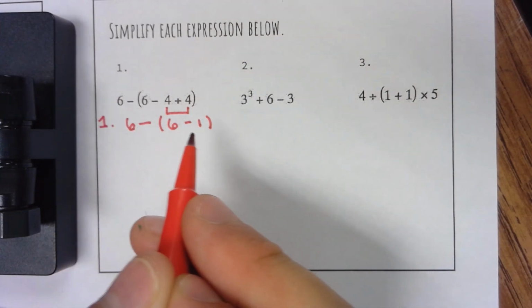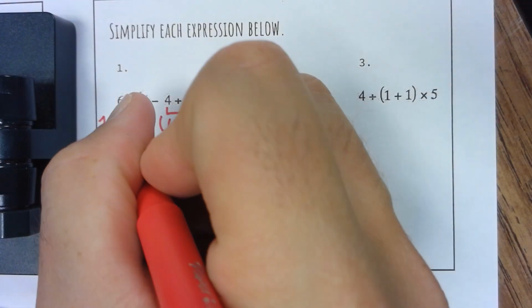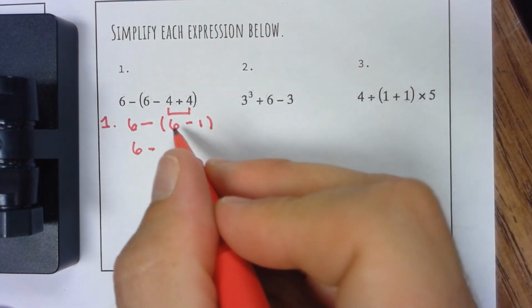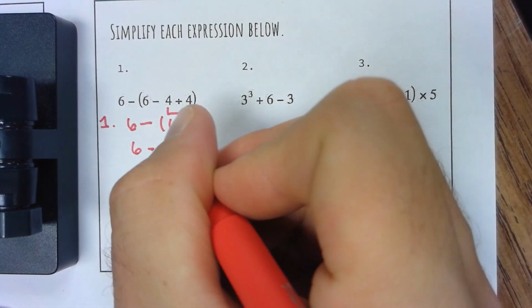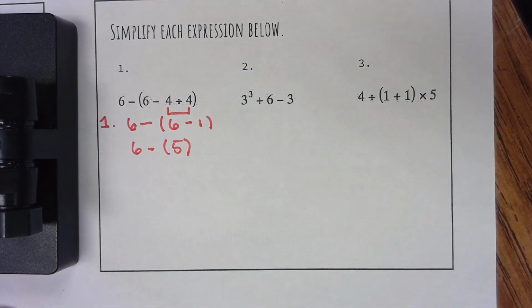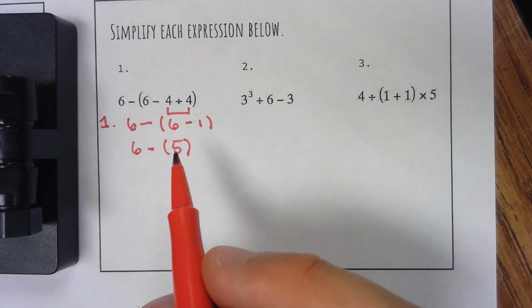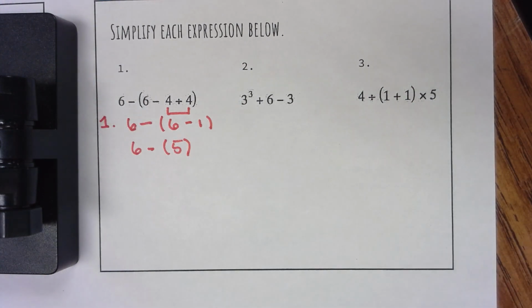We still have our grouping symbols, so this is still our first step, or our first operation. 6 minus 1 is 5. As soon as we have simplified, meaning we've done all the operations inside the grouping symbol, you can drop the parentheses if you want to. Okay, we don't need those parentheses anymore. If you keep them, it is all the same.